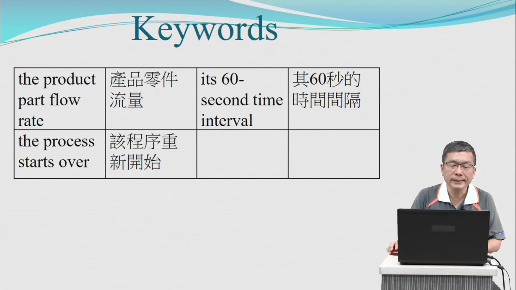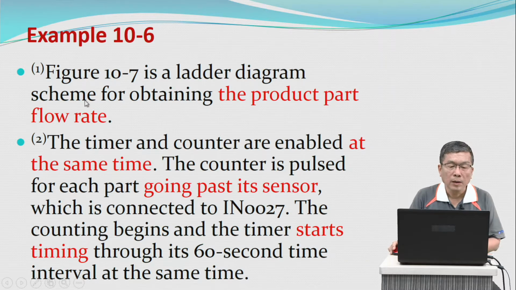Example 6. The keywords: the product flow rate, a 60-second time interval, the process starts over. Figure 10.7 is a ladder diagram scheme for obtaining the product parts flow rate.